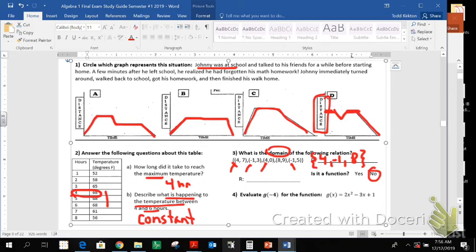The range is the y values. So I have 7, 3, 0, 9, 5. Put the little brackets to make the people happy.